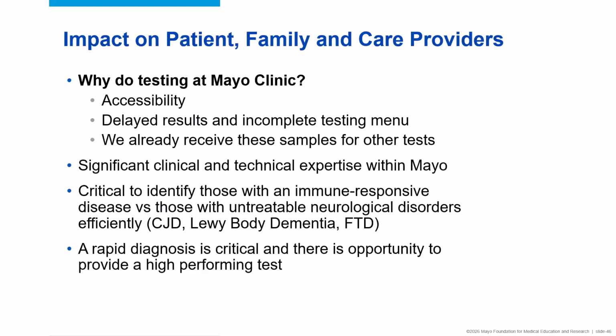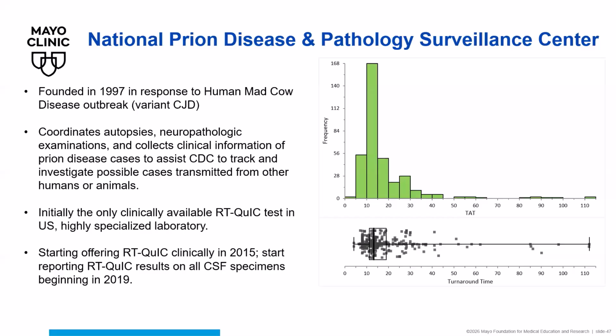Initially, the goal was the Mayo Clinic practice. How can we ensure that we can get them RT-QuIC results quickly? And then, because of the overlapping disease mimics, we already do a lot of the testing here at Mayo, so it also made sense to include this testing as one of the components to our test menu. And we felt that we had an opportunity to really improve turnaround time and then provide a high-performing test.